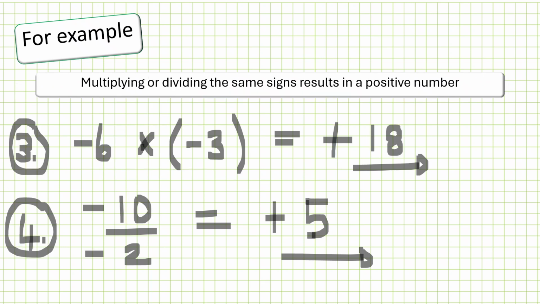Another example, a negative multiplied by a negative, a minus multiplied by a minus becomes a plus. 6 times by 3 is 18. A minus divided by a minus becomes a plus. 10 divided by 2 is equal to 5.